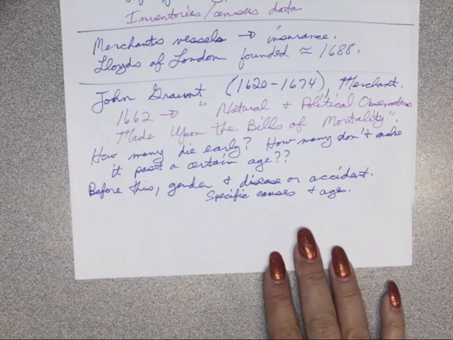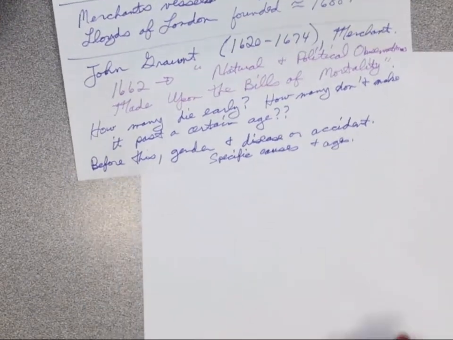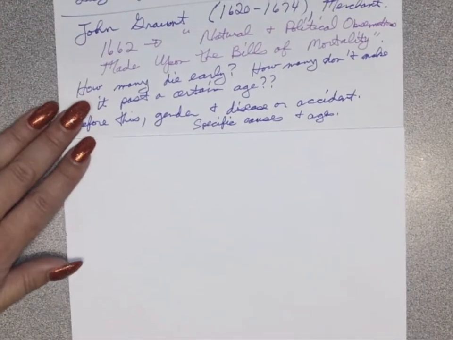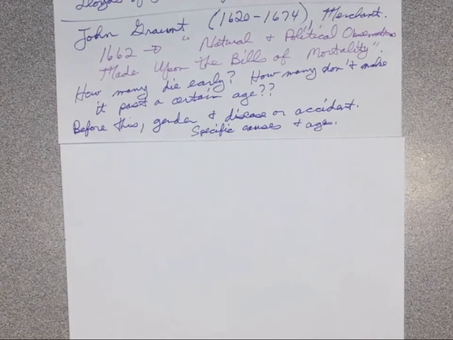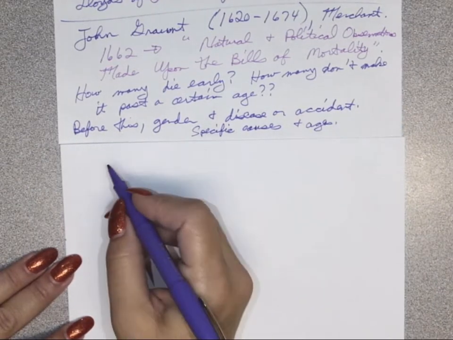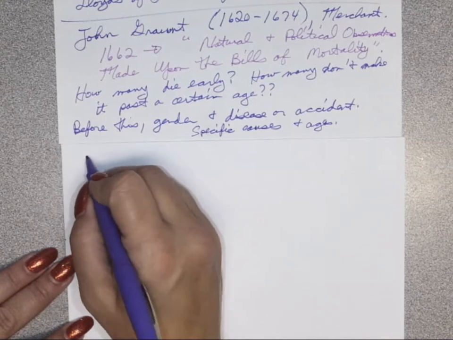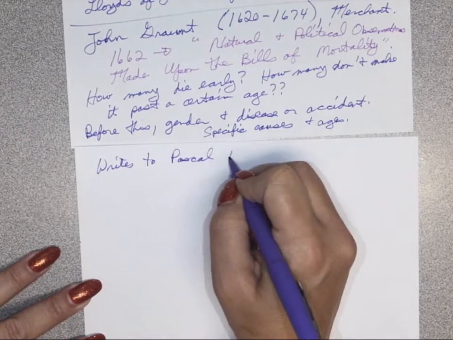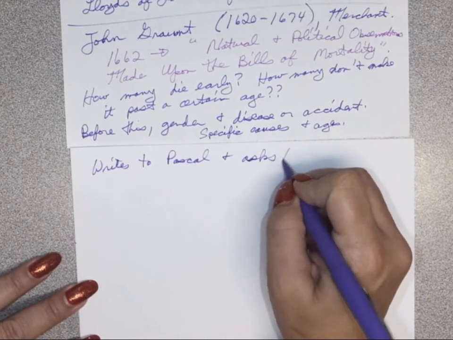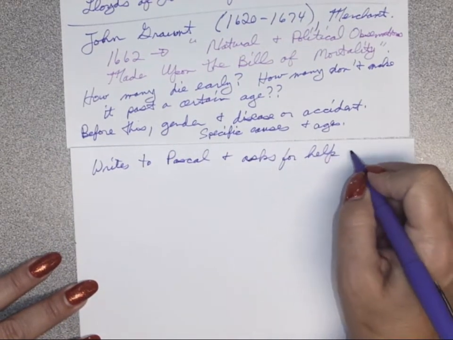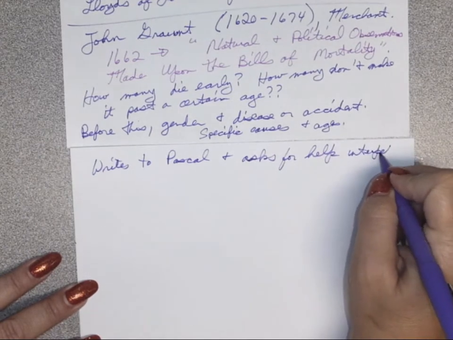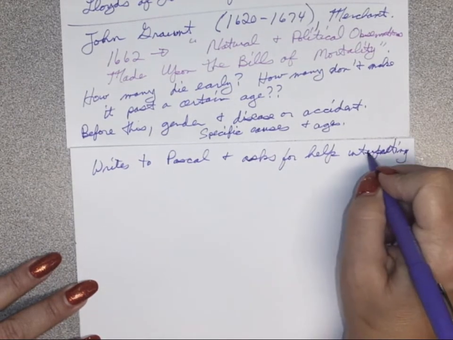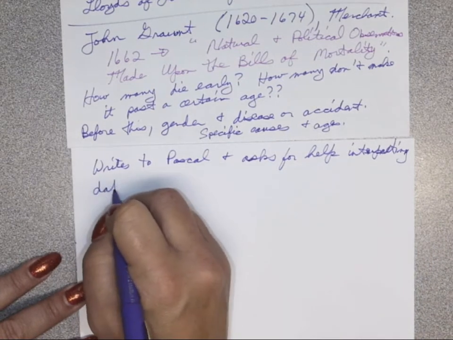Okay, so this guy, he's an interesting person. He puts out some interesting data for us, and the reason we care about him is because at some point he actually writes to Blaise Pascal. Around this time, Blaise Pascal's still alive. He writes to Pascal and asks for help, basically interpreting his data. He has a lot of data and he needs some help interpreting his data.